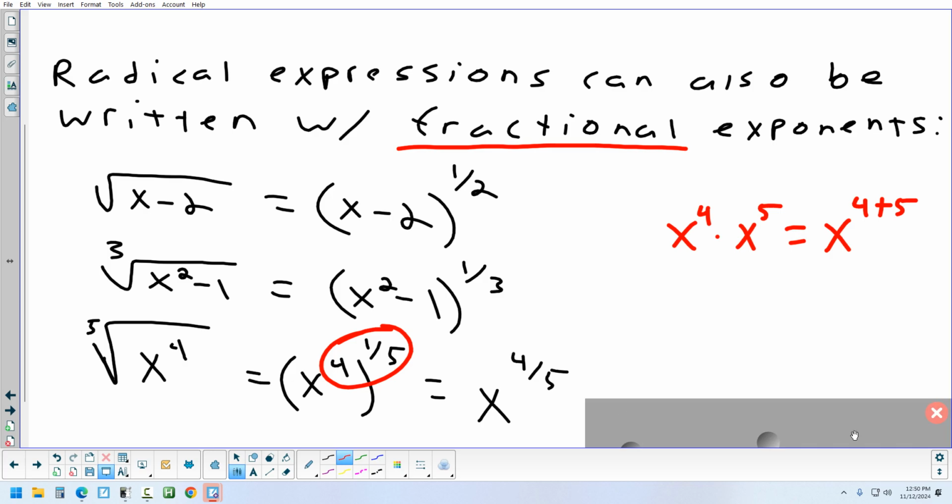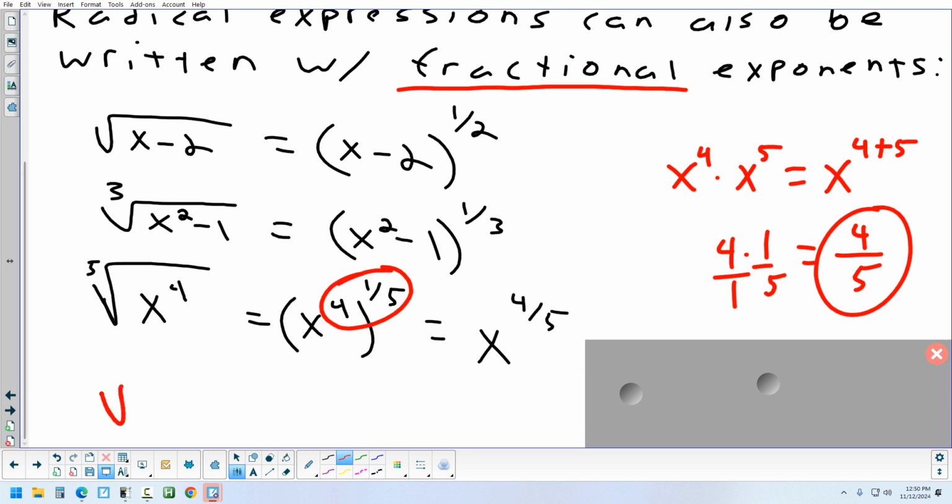Why don't you multiply the denominator just because you don't? Because when you multiply 4 times 1/5, when you multiply fractions, you go straight across. 4 times 1 and 1 times 5. Yep. So you get 4/5. All right. Any question on that one?